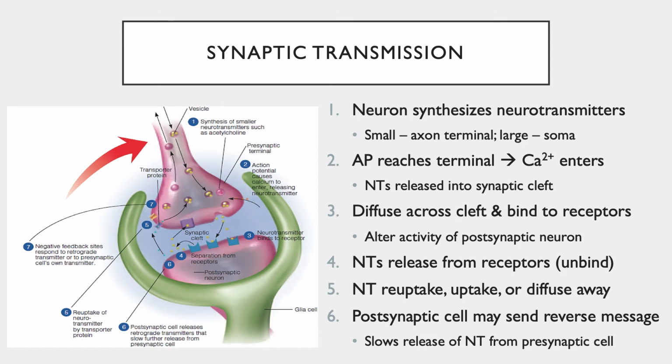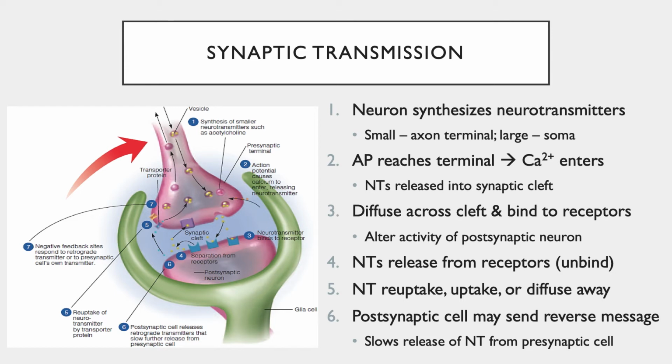So in step 2, the action potential reaches the terminal. That initiates calcium channels to open, which allows calcium to come flooding into the terminal button. This is what triggers what is known as exocytosis, where neurotransmitters are then released into the synaptic cleft. From here, in step 3, the neurotransmitters are able to diffuse across the cleft and bind to receptors on the postsynaptic neuron. This will alter the activity of the postsynaptic neuron.